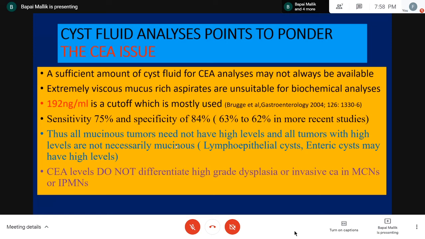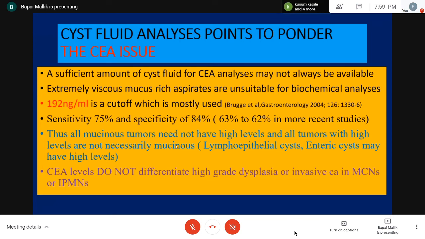Of course, one has to remember that if you look at just gross pictures, sometimes pseudocysts, which are very severely inflamed, can show a kind of mucoid appearance. So what is the cutoff? The cutoff, according to a study, and this is almost like the main reference point, by Brugge et al., published in 2004, is roughly about 192 nanograms per milliliter. It's a cutoff which is most often used, right? But it can be much higher than that.